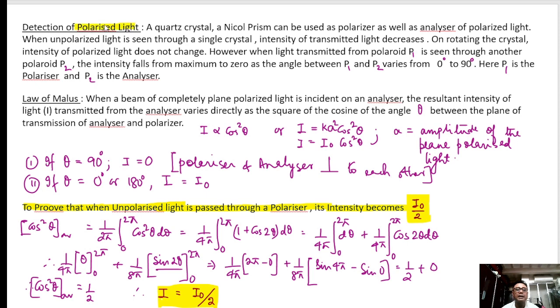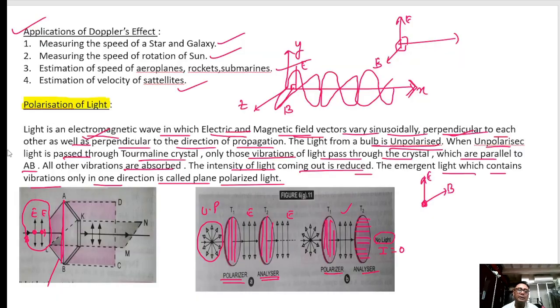Next, detection of polarized light. So how would you detect a polarized light? A quartz crystal or a Nicol prism can be used as a polarizer as well as an analyzer of polarized light. So this is what I am telling, that you can use a quartz prism or a Nicol prism. Both polarizer and analyzer we can make of this.